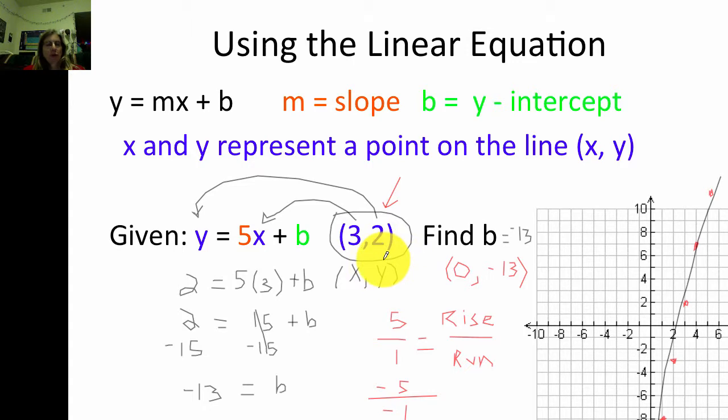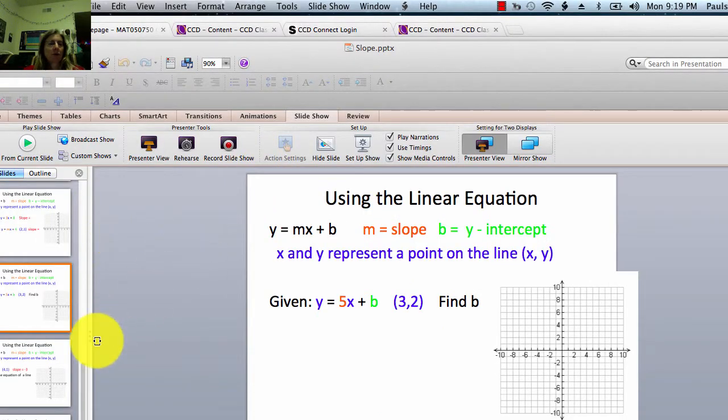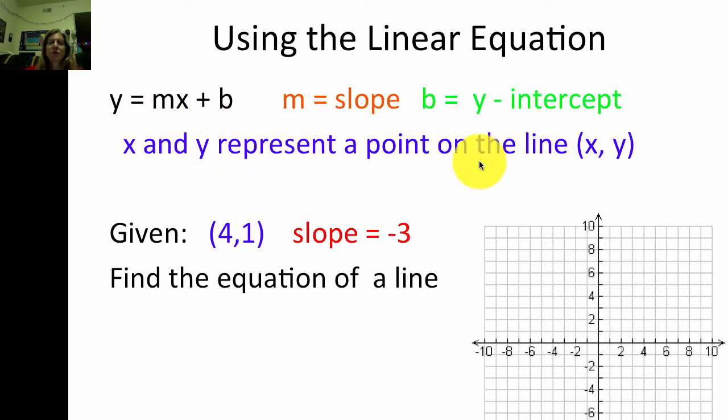Alright, that's one example. Let's go over another one really quick. And this is all going to go away. Let's look at this one. I have the same information at the top, but in this example, we're given a point on the line again, and we're given a slope of -3. So we got a point on the line, and they're saying find the equation of the line.